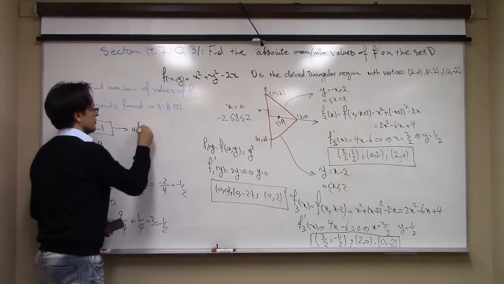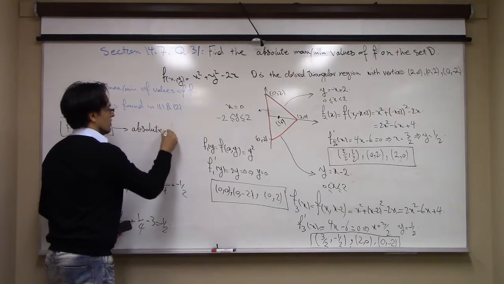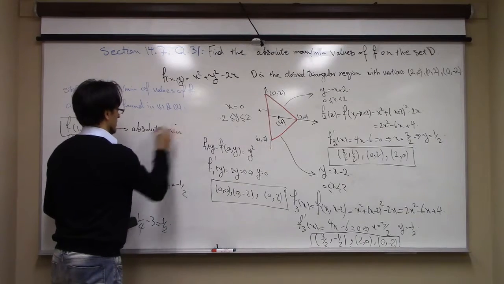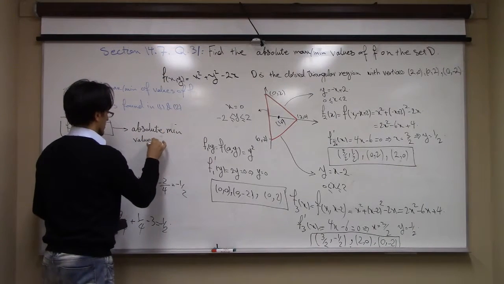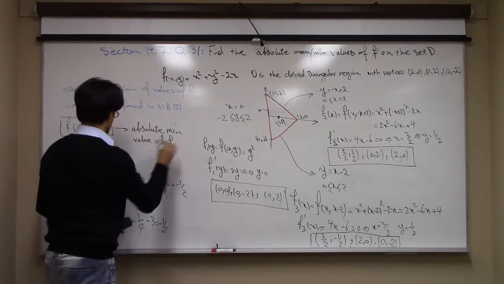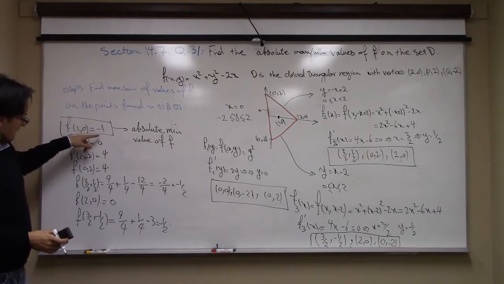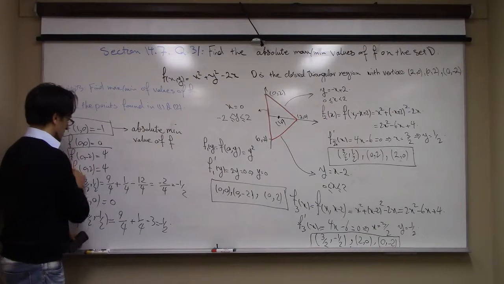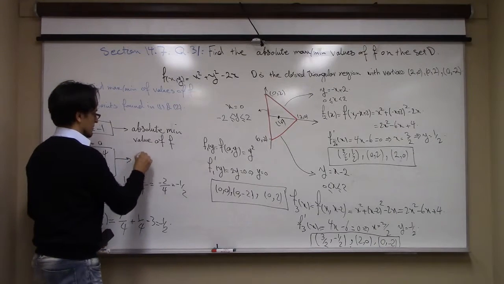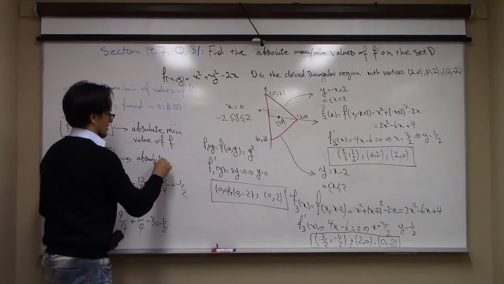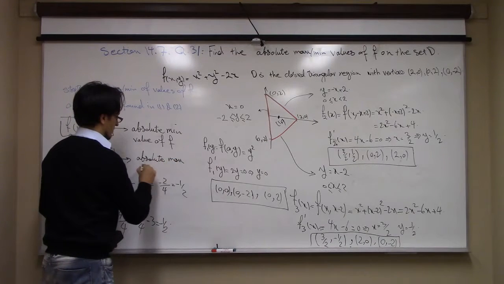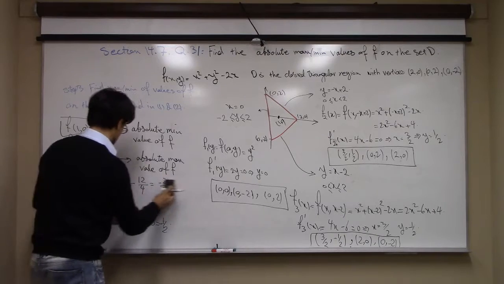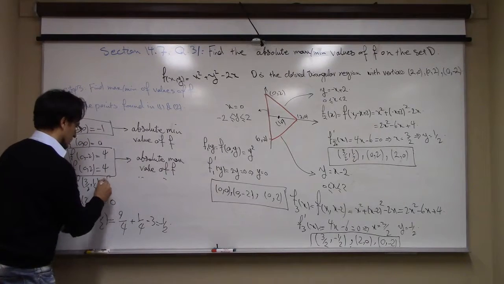Between them, this is the absolute min value of f. Find the maximum of them. So this is the maximum. So this is the absolute max value of this guy here, minus half.